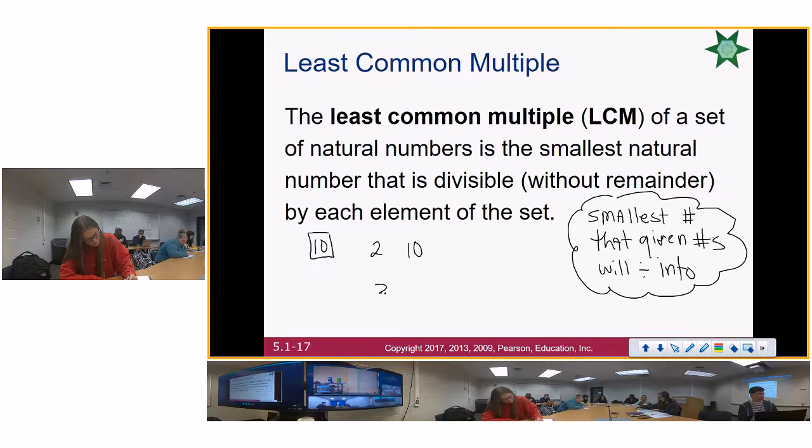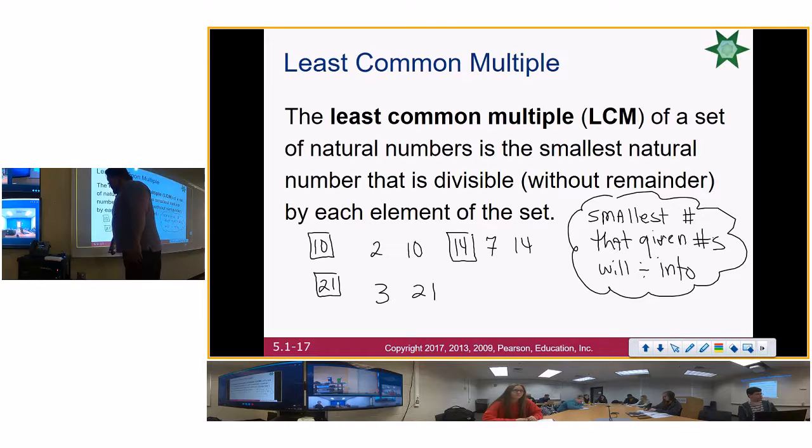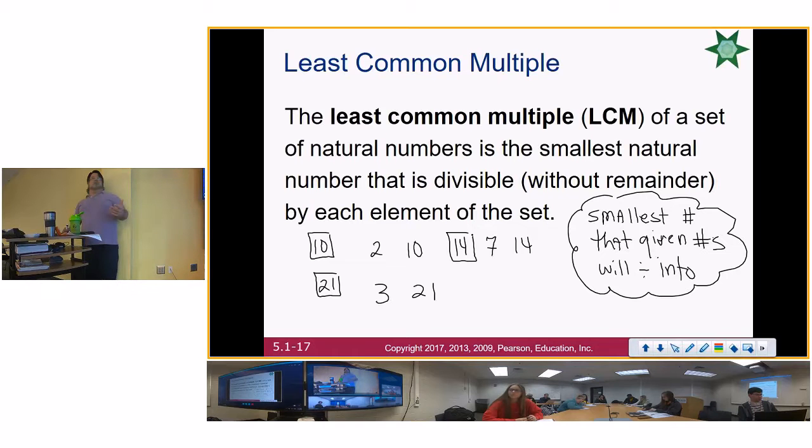What's the least common multiple of 3 and 21? 21. Because 3 will go into 21, and 21 will go into 21. What's the least common multiple of 7 and 14? 14. So again, if you look at two numbers, if they're basic enough, sometimes you can tell what the least common multiple is or the greatest common divisor.